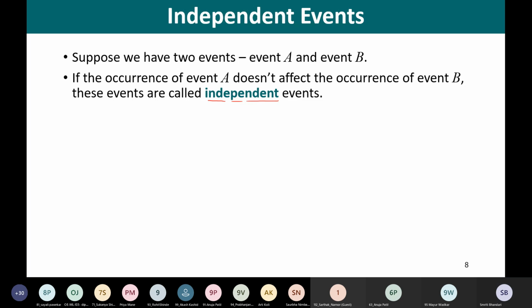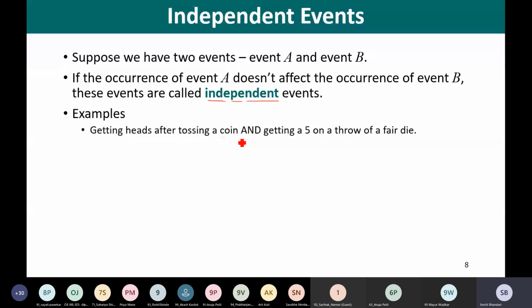So these two events have nothing to do with one another. They do not influence one another. Such events are called independent events. So let us see a few examples of independent events. Getting heads after tossing a coin and getting a 5 on a throw of a fair die. What is event A? Getting heads after tossing a coin. And what is event B? Getting a 5 on a throw of a fair die.